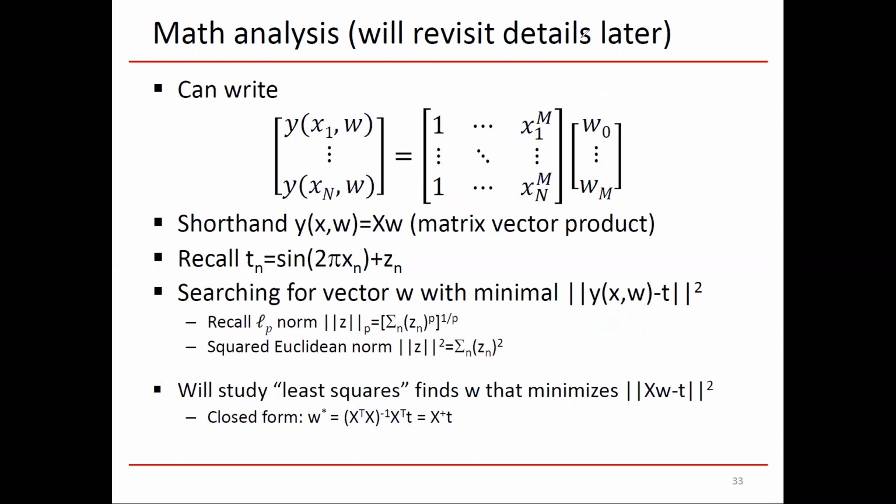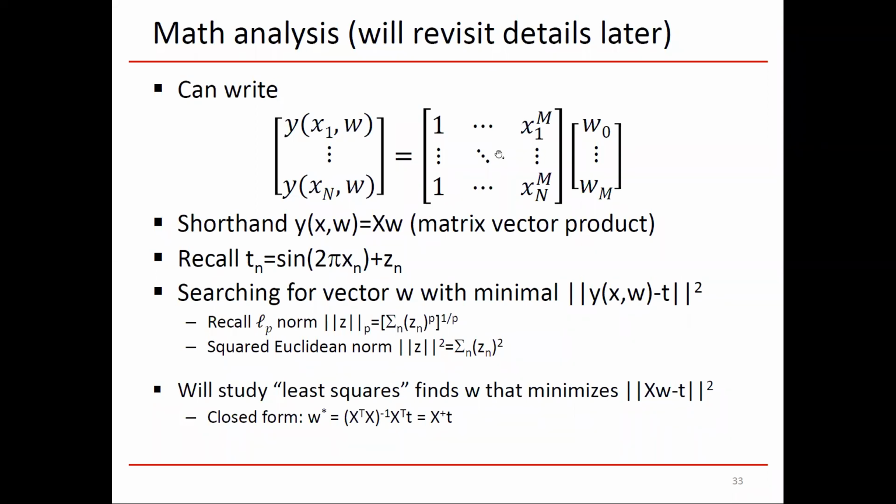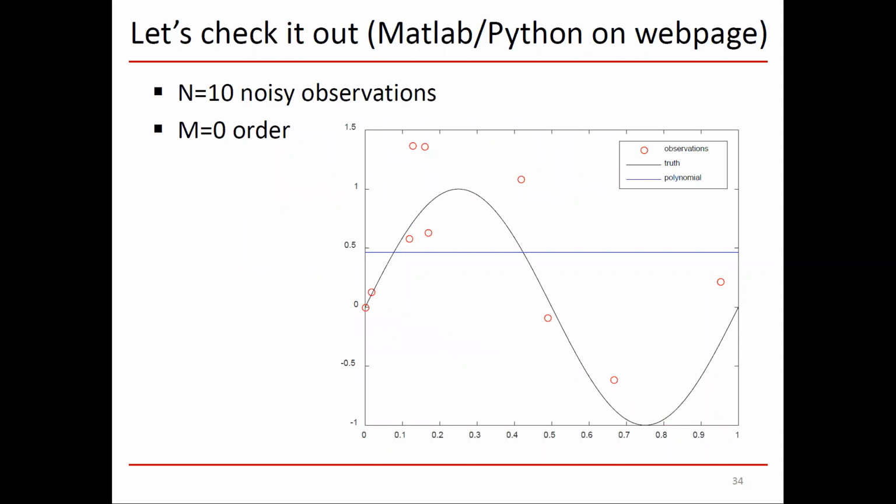Okay, again, we're going to study this later, but in the meanwhile, this is a closed form solution for the optimal weights vector w. So now let's check it out. There's MATLAB on the course webpage. There are conversions to Python of everything on the course webpage too, so you can go and experiment at home, and let's look at several examples.